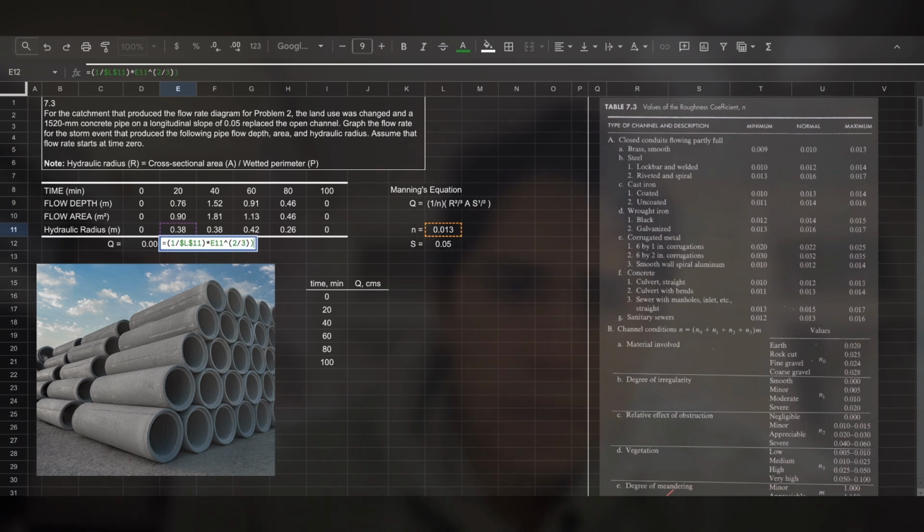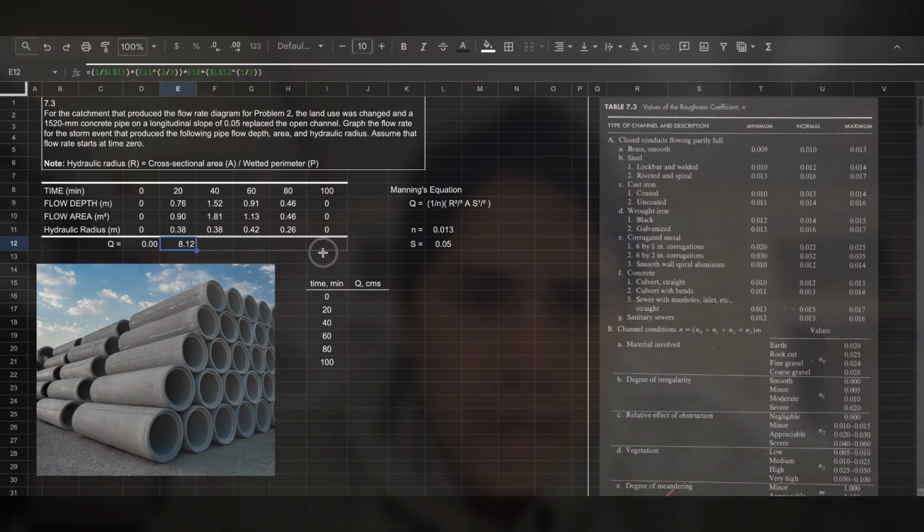And then let me put this in parentheses just to be extra careful. And then all of that multiplied by the area, the flow area, and then multiply by the slope, the slope to the 1/2. Hopefully I did this right. Area, slope, 1/2. Yep. So we got the value for here.